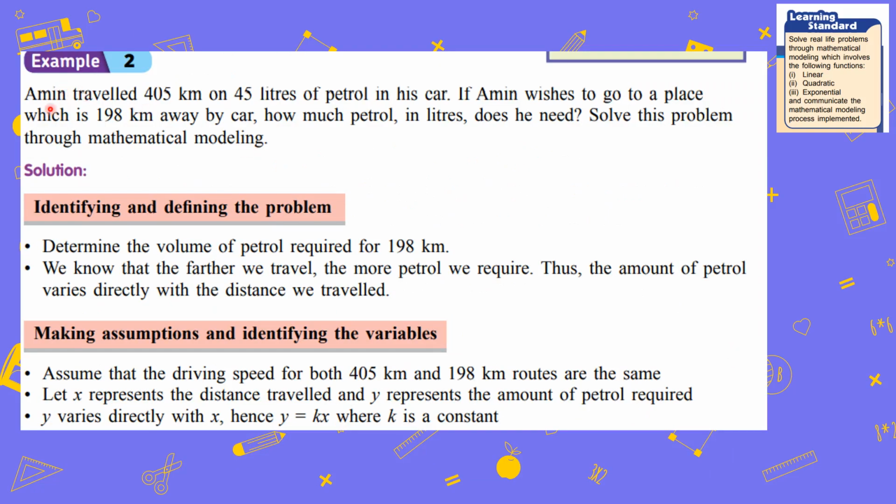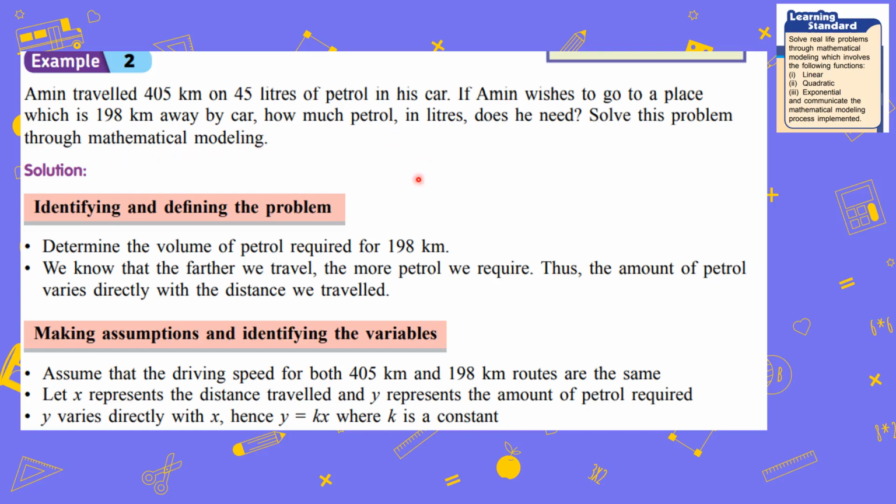Now let's look at example 2. Amin traveled 405 kilometers on 45 liters of petrol in his car. If Amin wishes to go to a place which is 198 kilometers away by car, how much petrol in liters does he need? Solve this problem through mathematical modeling. If you can remember, we can solve this problem using the skills that we learned in variation. But this question asks us to solve through mathematical modeling. That means we have to do it step by step.